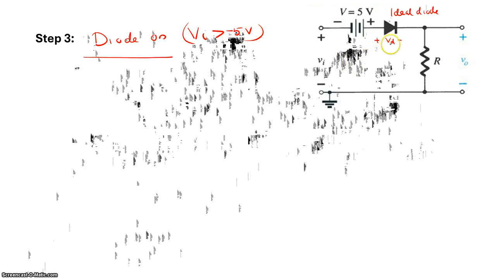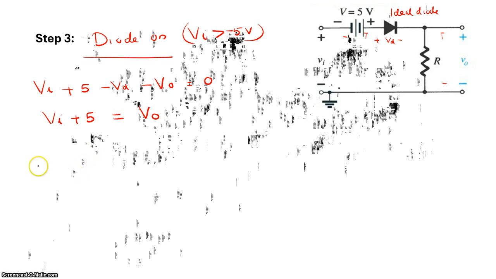So now when I apply KVL, how will it look? It is VI, going from minus to plus, so plus 5. The voltage across the diode, as it is an ideal diode, will be equal to 0. Now this is supposed to be your V out. So minus V out should be equal to 0. So VI plus 5 should be equal to V out. Correct? So now your V out should be equal to VI plus 5.